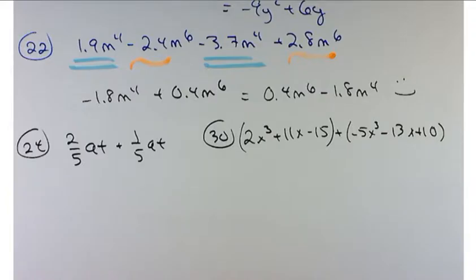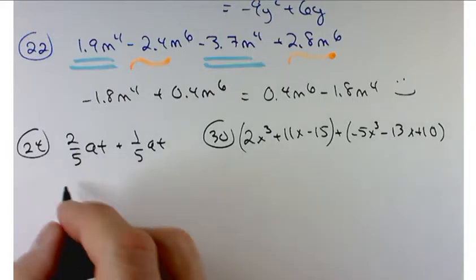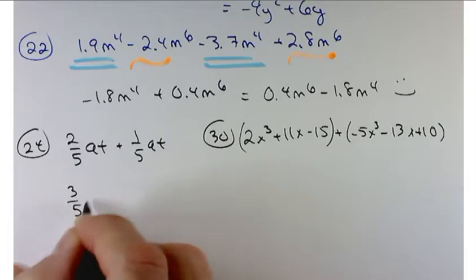So as with the previous ones, we want to combine like terms. Do I have like terms in problem 24? Can I just add those together? Cool. So what do I get? 3/5 AT. Perfect. Just add them together. In fact, they even had common denominators. How sweet is that?